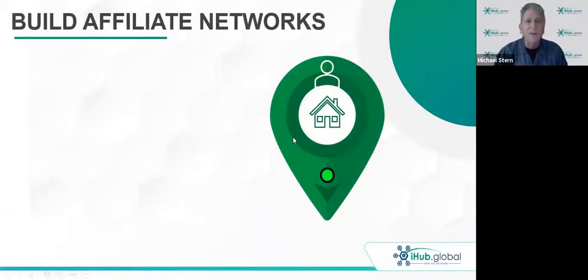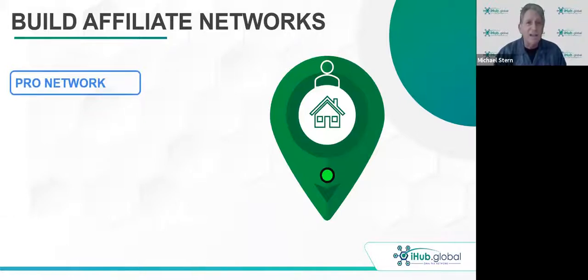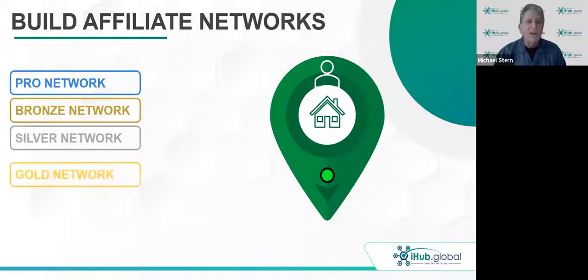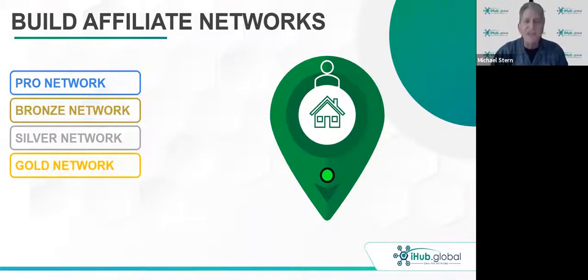So the next segment is really where the rubber meets the road in this program, and it has to do with building your affiliate network. And as we build our affiliate networks, there are 4 separate networks that we're building. They're really discrete teams that are independent of the other ones. The first one is called the Pro Network, followed by the Bronze, Silver, and Gold network that you're doing.